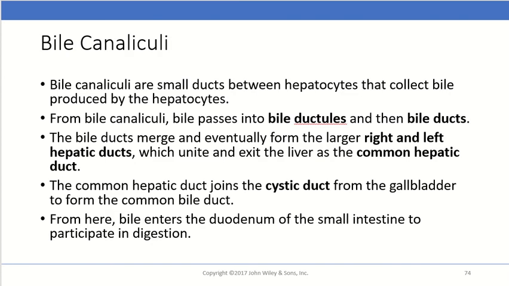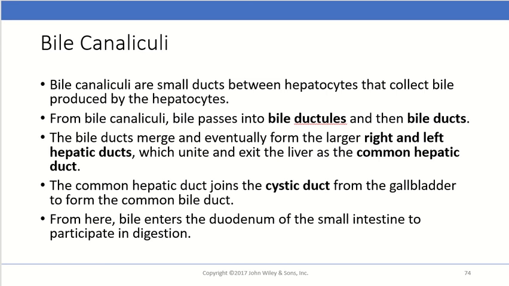Next we have the bile canaliculi. These are small ducts that are going to reside between those hepatocytes, and these are going to collect the bile that's produced by those hepatocytes. From those bile canaliculi, this bile is going to pass into the bile ductules, and then it's going to end up in the bile duct.